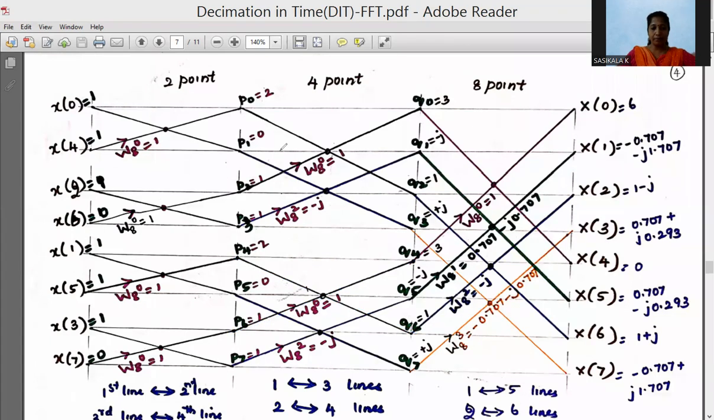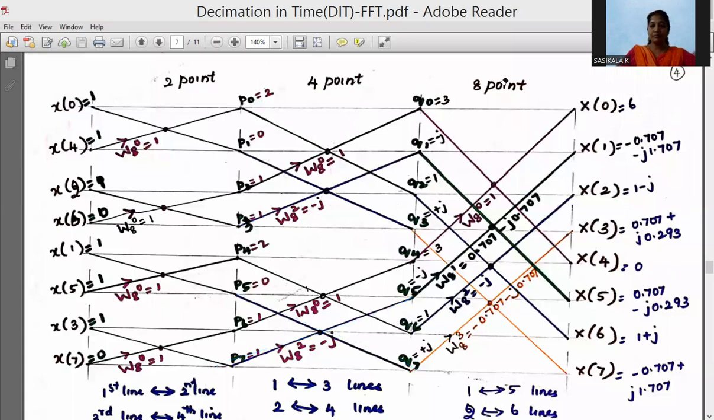this is the butterfly diagram. That is the 6th and 8th lines are connected, and similarly here also the 6th and 8th lines are connected, and the twiddle factor is W8 power 2, which is minus j. So Q5 equal to, the inputs are P5 plus P7 into W8 power 2, that is 0 plus 1 into minus j, which is minus j. And Q7 is equal to P5 minus P7 into minus j. So minus into minus j will give plus j. Okay. So we have got the 4-point output.